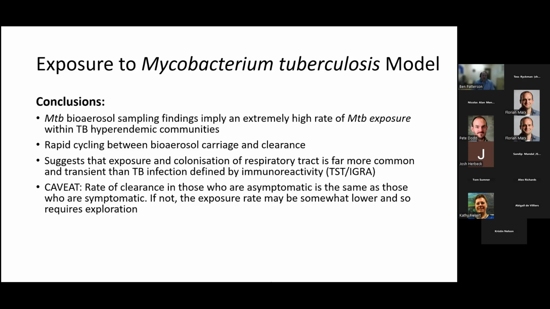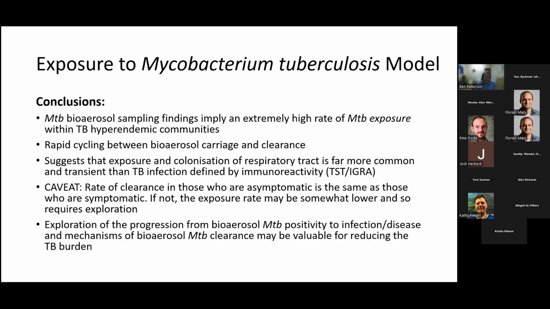So the main caveat to this, which we talked about in the discussion, is that we're basing a rate of reversion or rate of clearance only on people who are symptomatic, and it may well be, and I suspect it probably is, considerably different, maybe a lot less in those who are asymptomatic. If this is the case, this would lead to an exposure rate that's somewhat lower. And so we would obviously want to explore that further.